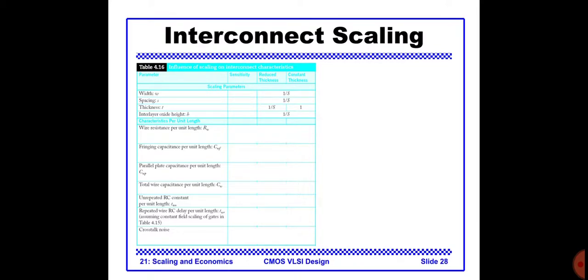The interconnect scaling: width 1 by S, spacing 1 by S, thickness 1 by S, and interlayer oxide height 1 by S. Then the wire resistance per unit length is 1 divided by Wt, followed by the fringing capacitance per unit length, parallel plate capacitance per unit length, total wire capacitance per unit length, unrepeated RC constant per unit length, repeated wire RC delay per unit length, and crosstalk noise.